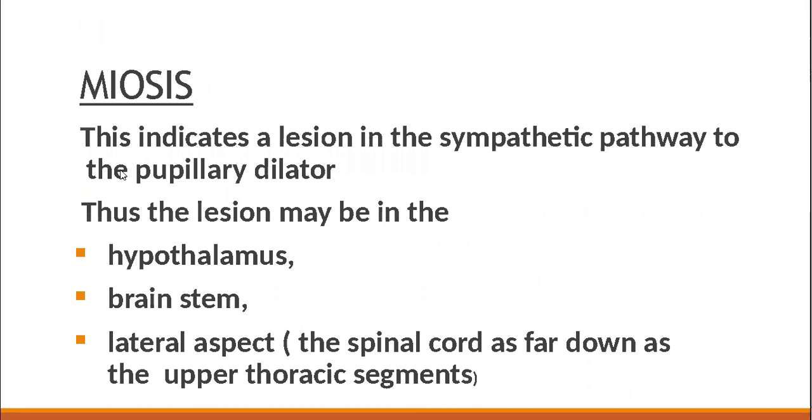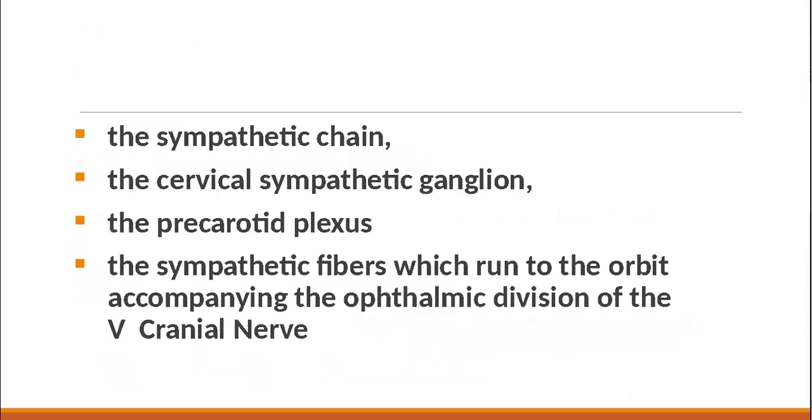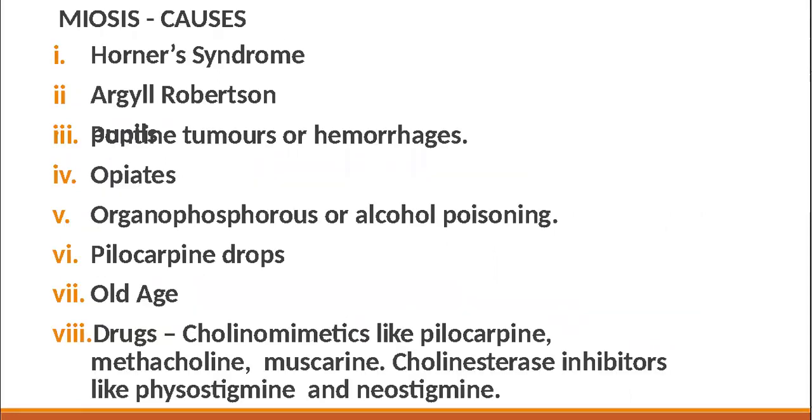So what is miosis? It's the opposite of mydriasis. If there is a lesion in the sympathetic pathway, which may be along the course of the sympathetic pathway we already touched upon, the lesion may be in the hypothalamus, in the brainstem, or in the spinal cord, or it may be in the cervical sympathetic ganglion or the sympathetic nerve. All of them will cause miosis. So this is called Horner syndrome.